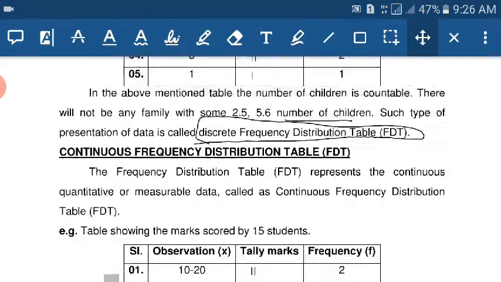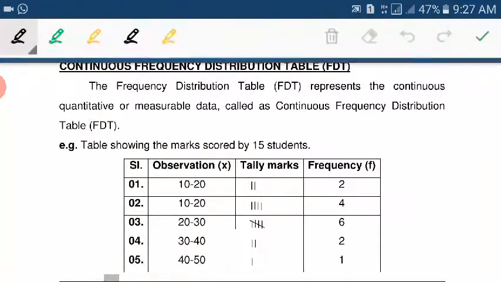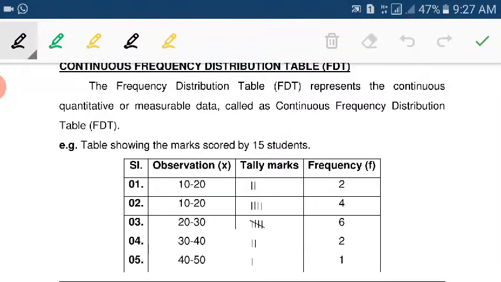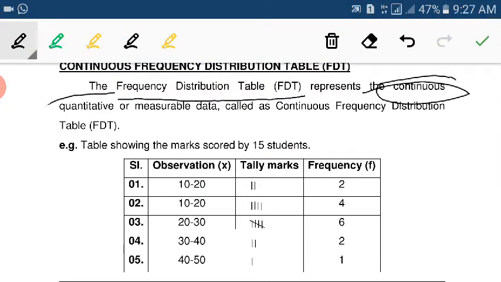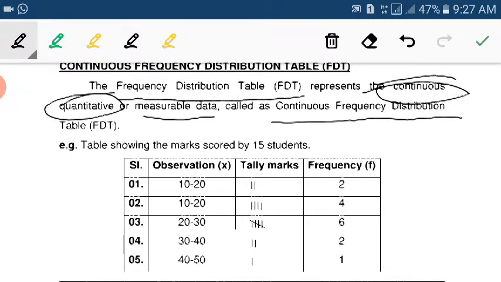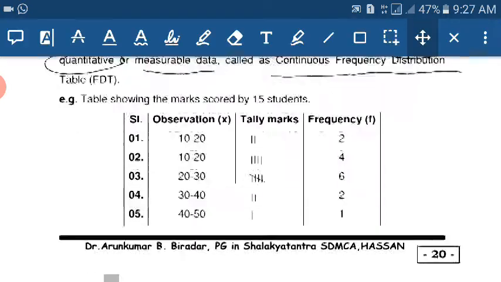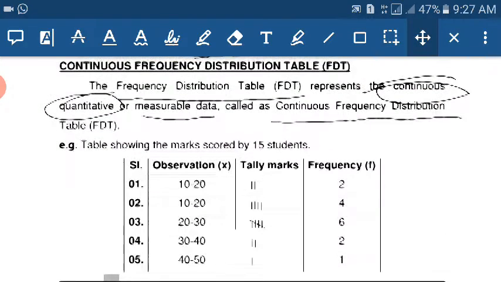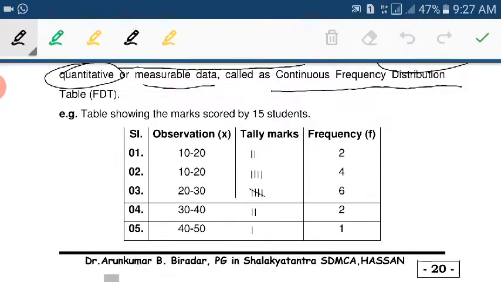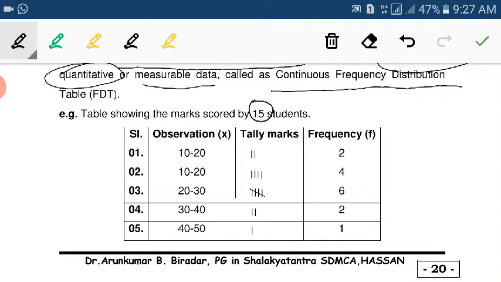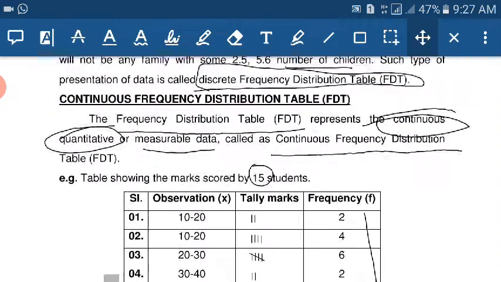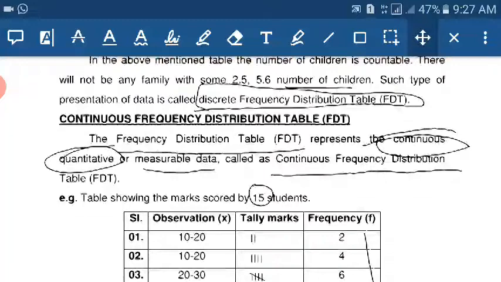Then the continuous frequency distribution table, called an FDT. This frequency distribution table represents continuous quantitative or measurable data, called a continuous frequency distribution table. The table showing the marks of 15 students. This one is a continuous quantity.